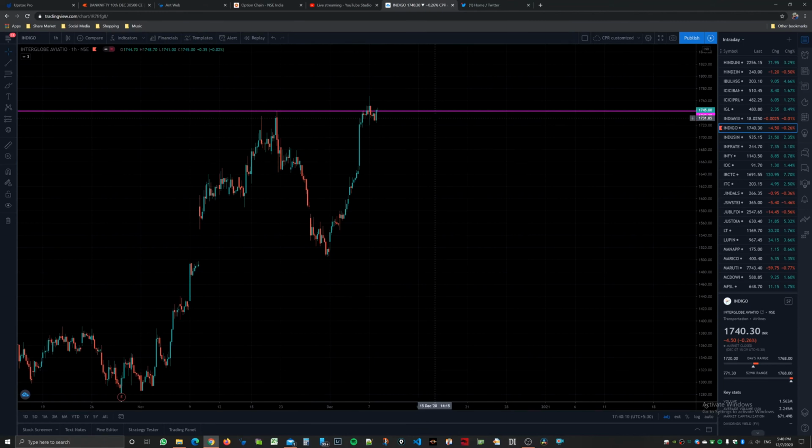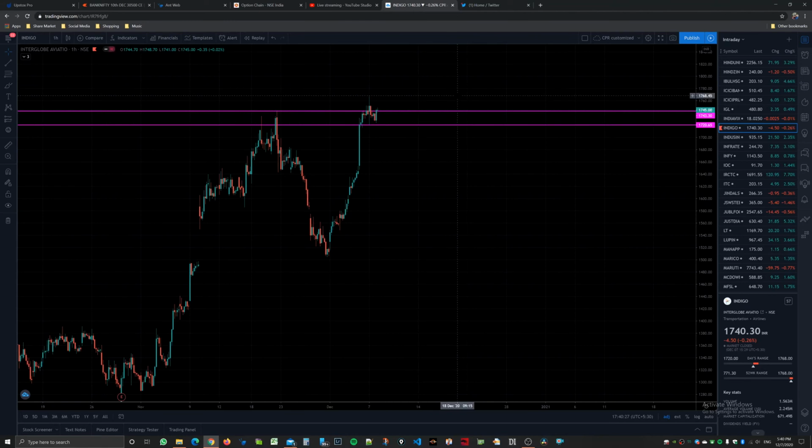Okay. And if it is coming down tomorrow, what can be the target? The target can be easily on this level. And if it is going up, we can safely assume it can reach this level. So tomorrow most probably the price is going to oscillate between 1768 and 1720. You can plan your trade accordingly.